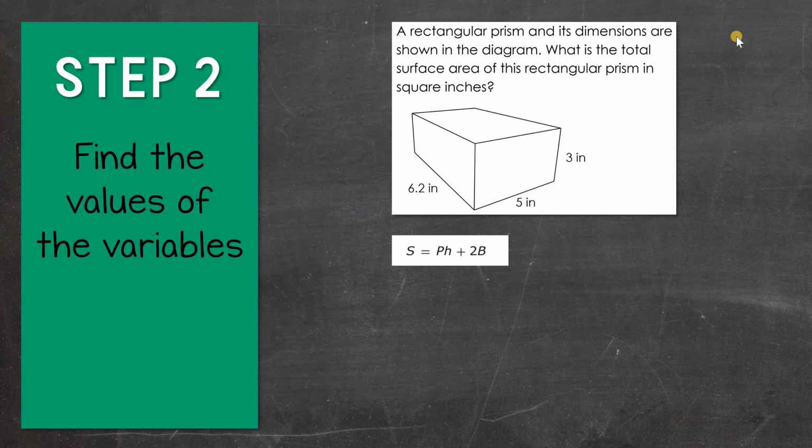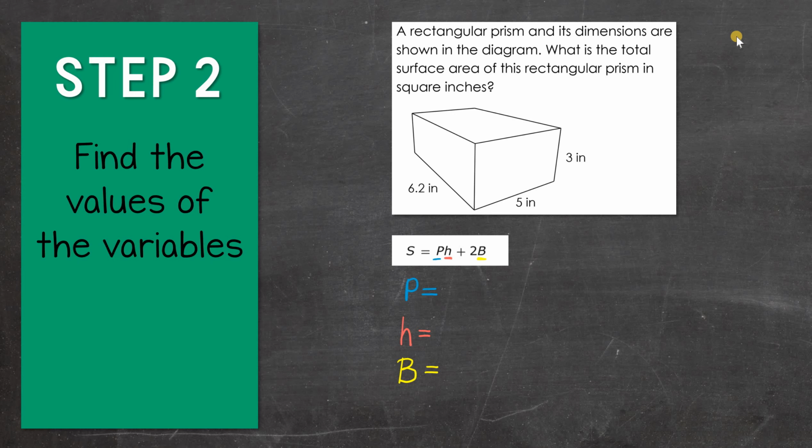Step 2, find the values of the variables. P, H, and now we have B. Alright, what does P stand for again? It's perimeter. Perimeter of what? Perimeter of the base. So rectangular prisms can be kind of tricky with this.